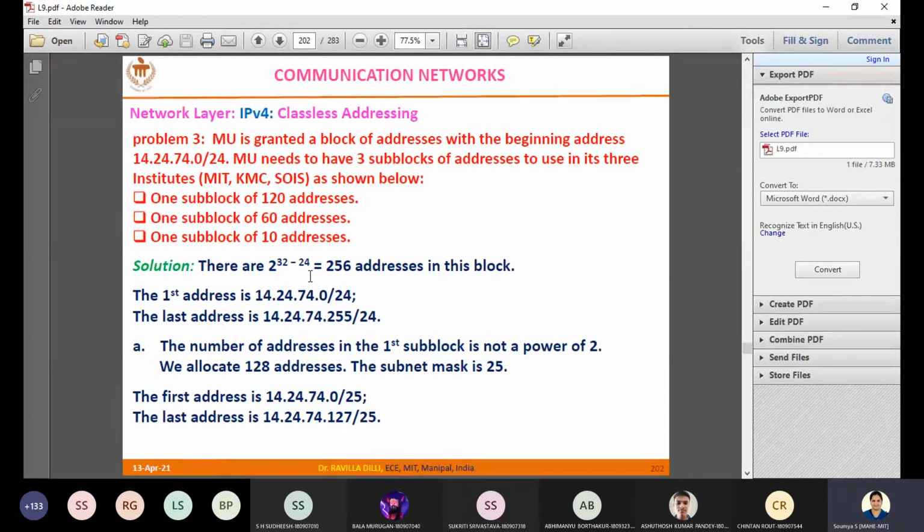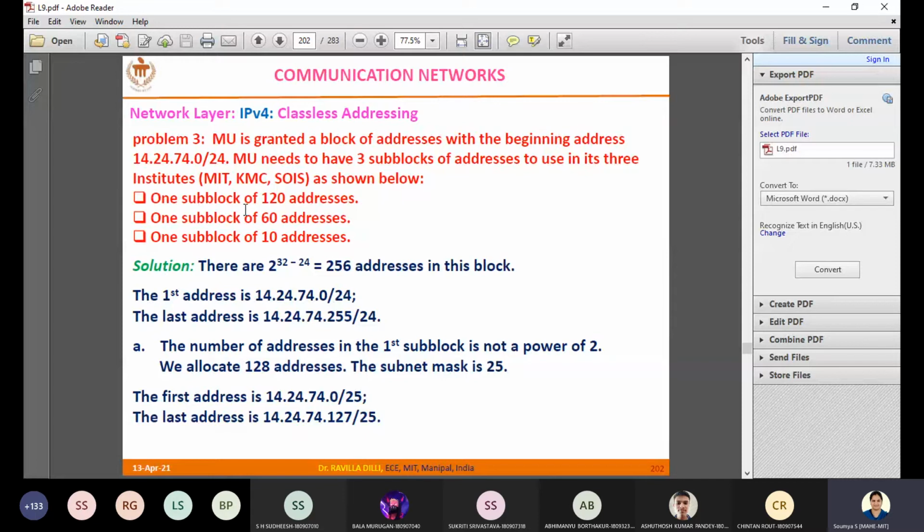Got it? Now, what is the first address of this block out of these 256? How do you do it? You have to make the last 8 bits zeros, right? So you get 14.24.74.0/24. And what is the last address? It will be 14.24.74.255/24.